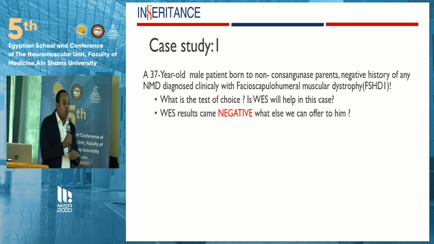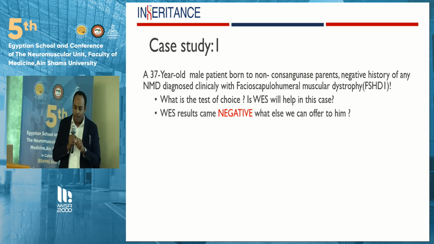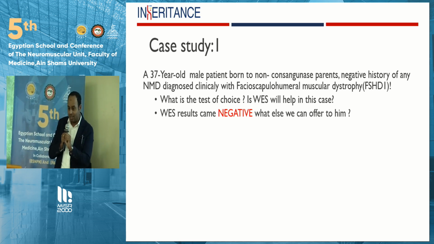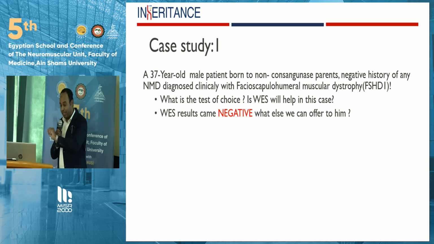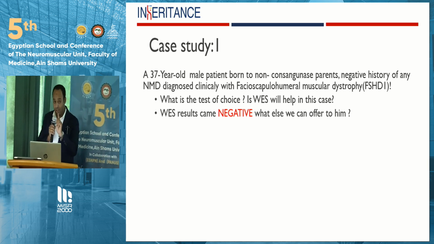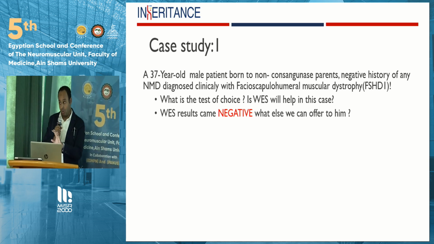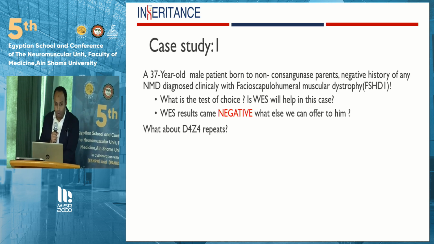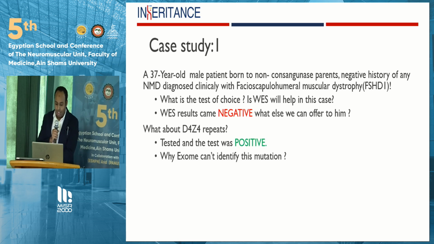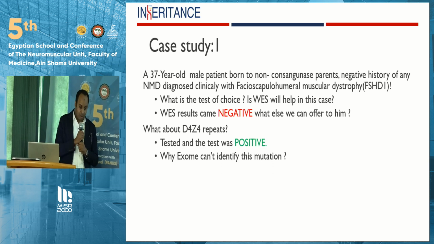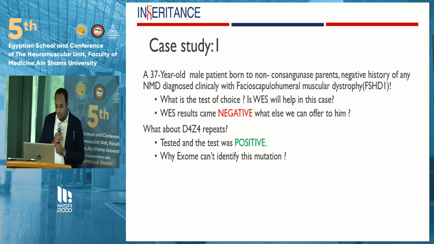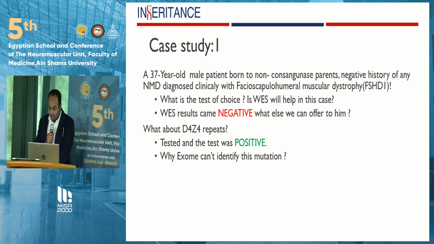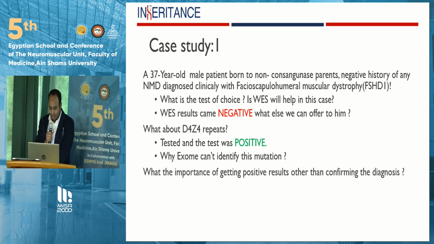Exactly. So, was WES the correct test in the beginning for FSHD1? Actually, no, because about 95% of FSHD1 comes from the D4Z4 repeats, and it is detected by Southern blotting only. So the exome was negative because it does not cover this region.